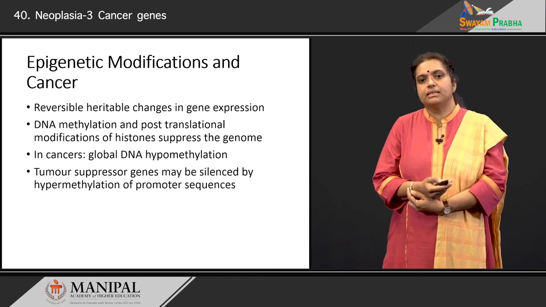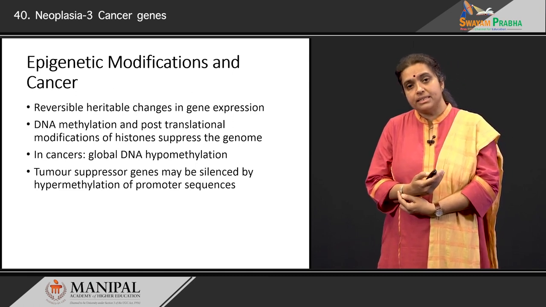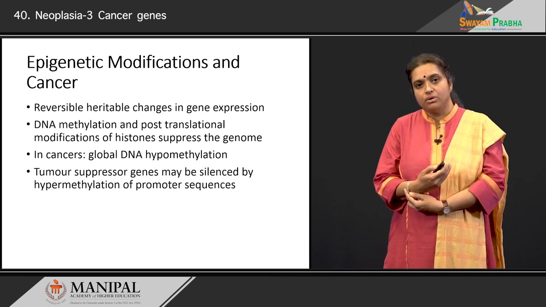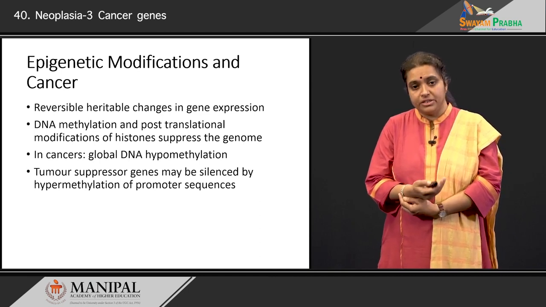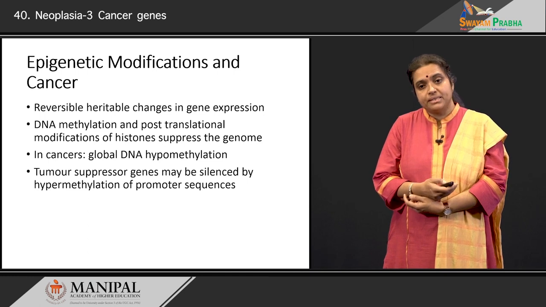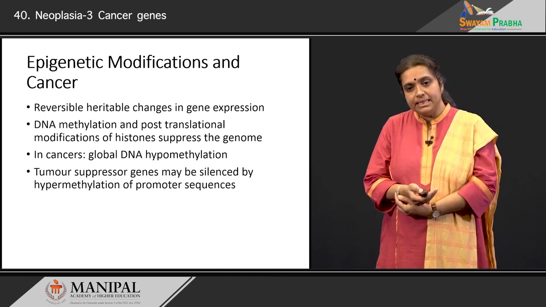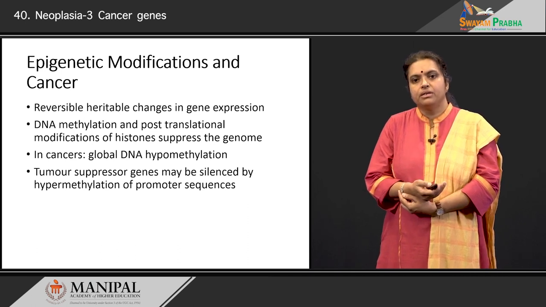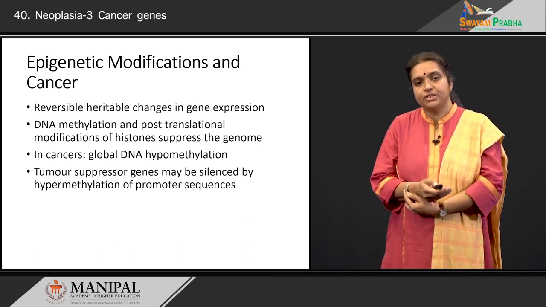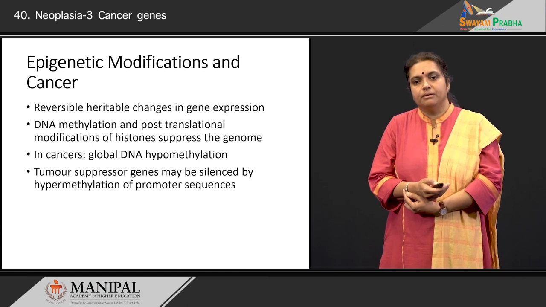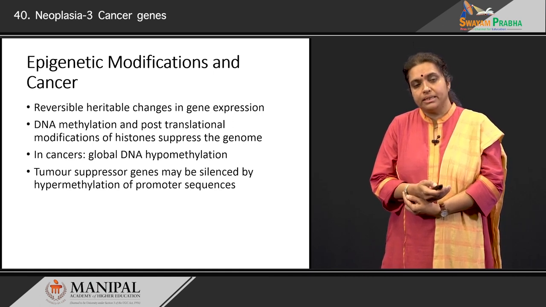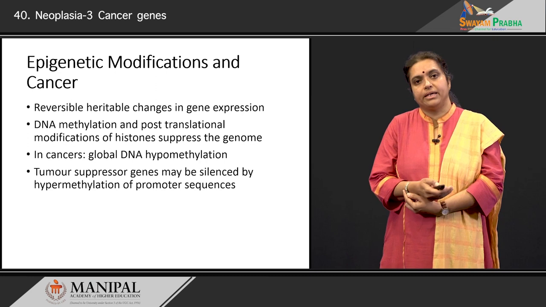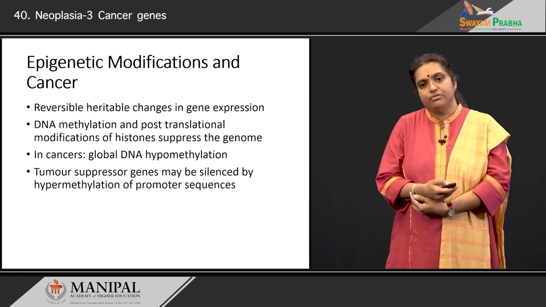So, that means because there is less methylation, there is overactivity of these regions. Now, tumor suppressor genes again may be silenced by hypermethylation. So, the extra methylation could cause the suppression of tumor suppressor genes. So, then you have the loss of tumor suppressor gene again leading to cancer formation.